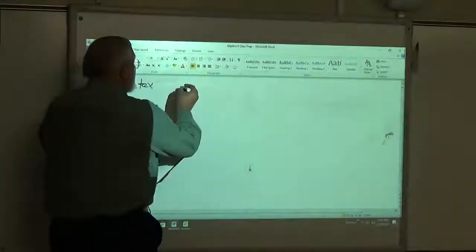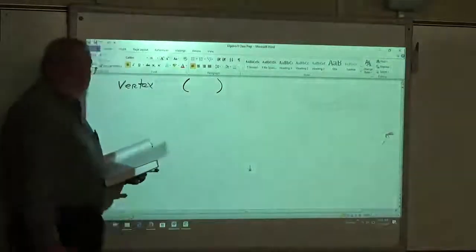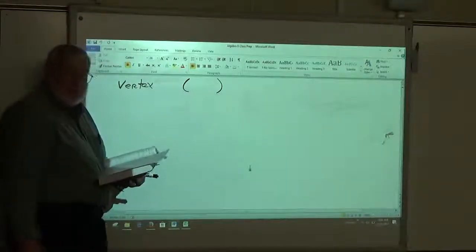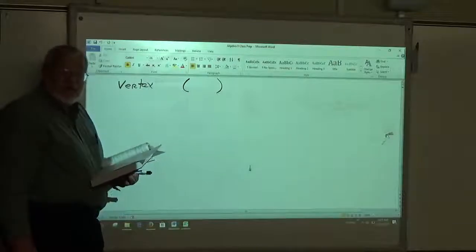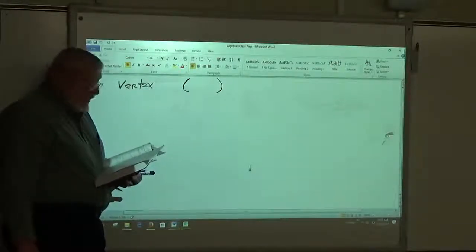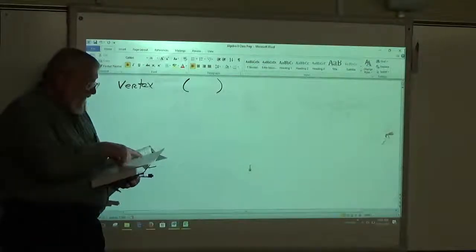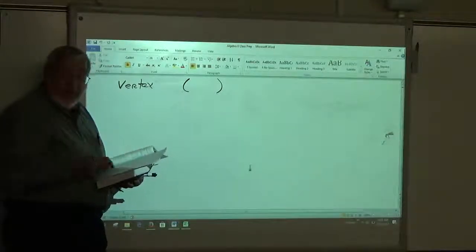Okay, the vertex has an x and a y. Is problem 9 in vertex form? The answer is no. So we have two choices. We can either make the vertex form by taking half of the b term. I don't want to do that. There's too much work there.